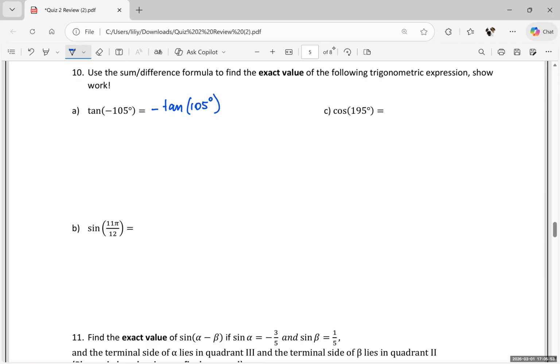Now we have to replace 105 degrees as a sum or a difference of two angles on the unit circle. If you can stay inside the first quadrant, it is recommended that you do so. So this will be minus tangent of 45 degrees plus 60 degrees. Okay, then according to the formula, this is negative, and then open it up according to the formula. So there's fractions in here, so write a little bit smaller.